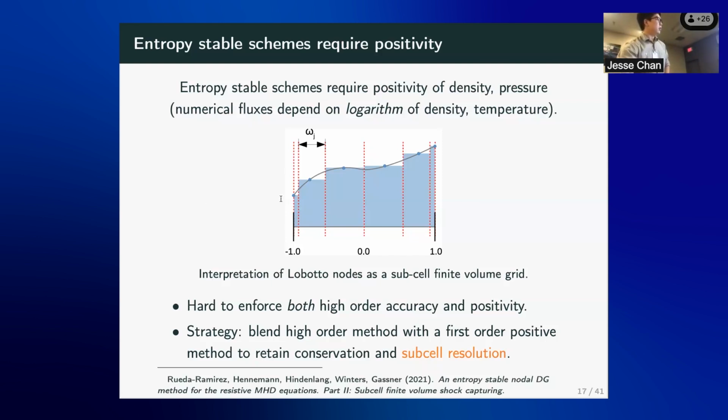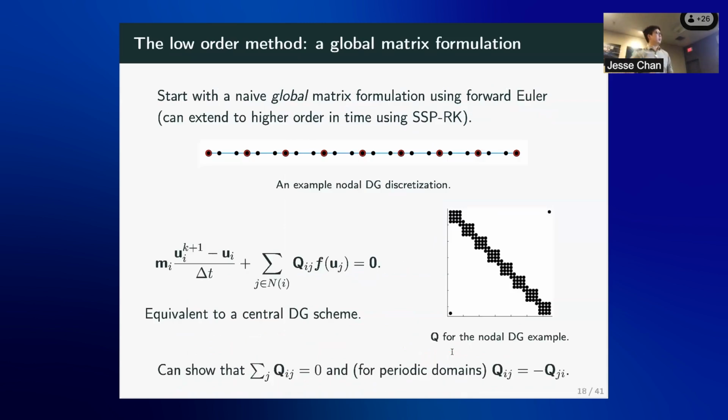So the idea that we're going to follow is that we'd like to enforce that each of these nodal values of our approximation stay positive, at least for density and pressure. And we'll do this by trying to reinterpret our DG scheme as a subcell finite volume scheme. It's a little bit hard to enforce both higher order accuracy and positivity. And so what we're aiming for with this subcell finite volume scheme is to at least keep subcell resolution, to make sure we can detect variations within each element and at least preserve that. So you get subcell resolution for each element, as opposed to a limiter which might replace this approximation with a linear or a constant. Mainly, we'll take our higher order method and blend it in a very simple element-wise fashion with a first-order positivity preserving method, which retains both conservation and this subcell resolution.